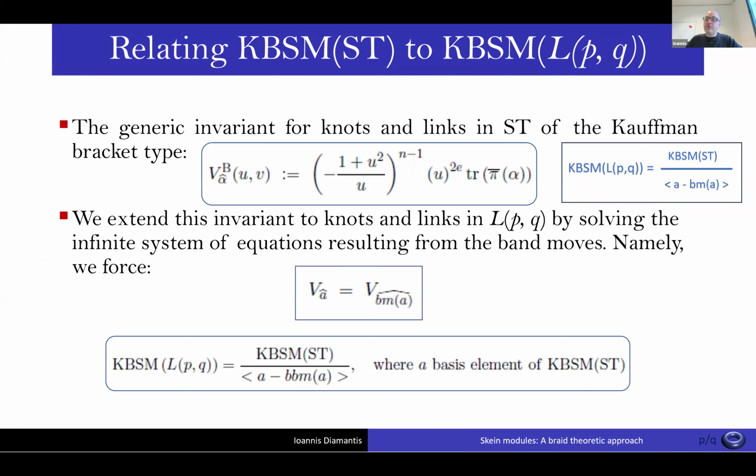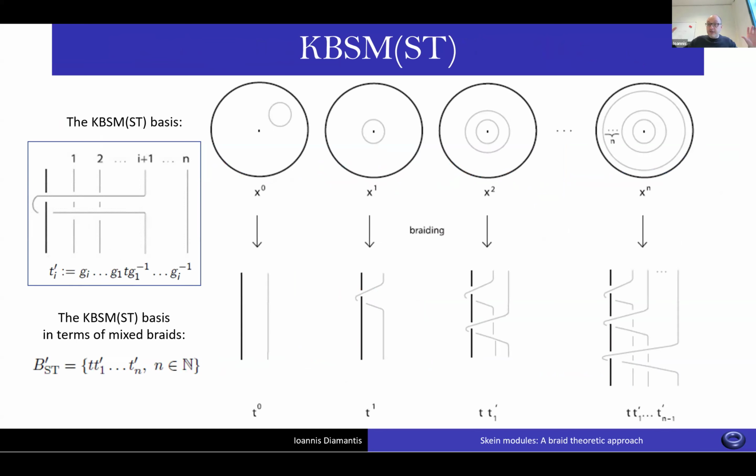I stop and I continue now with the Kauffman bracket skein module of the lens spaces. So, I say I have 10, 15 minutes. As I said before, we have an invariant, which is a universal type. It recovers the Kauffman bracket skein module of the solid torus, and we want to extend it to an invariant that captures the Kauffman bracket skein module of the lens spaces. How do we do that? We analyze the relations that come from braid band moves. All right, and that gives an infinite system of equations that one has to solve. And now we need to simplify the system as much as possible.